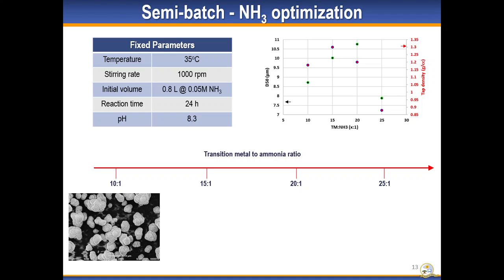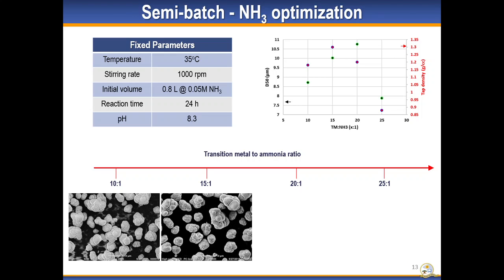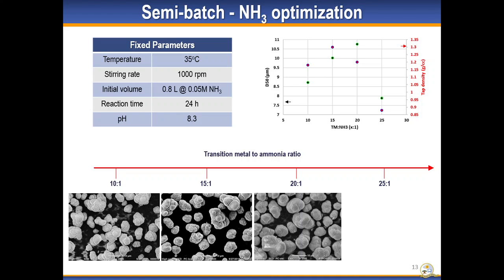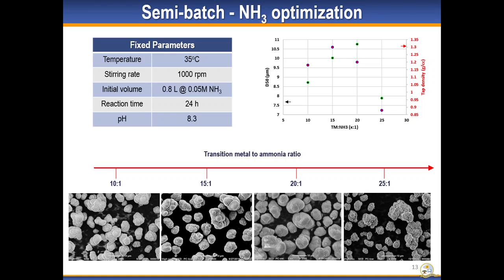When we optimized the ammonia concentration, we ranged the transition metal to ammonia ratio between 10 to 1 to 25 to 1. There was a complex relationship between the particle size as well as the tap density, reaching a maximum at about 15 and 20 transition metal to ammonia ratios respectively. We decided to stick with the 15 to 1 for the next tests because of the higher tap density.